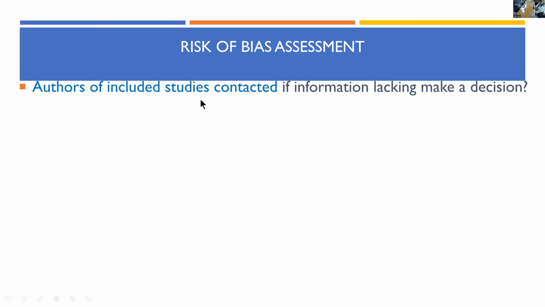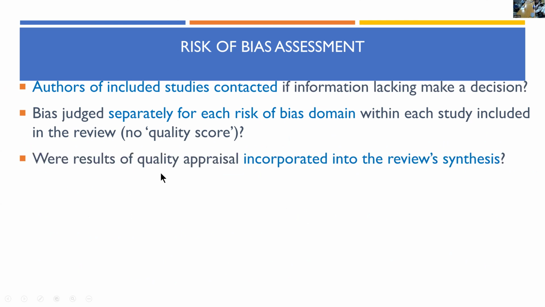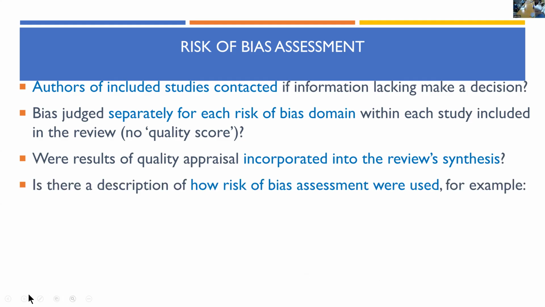Did the authors of the study contact the authors of the original paper if they didn't have enough information? And was it done separately for each domain? Did they incorporate the quality of the studies into the final assessment? If the study showed that this is a 10-year risk, but the studies were poor quality, then we take the results with a pinch of salt. Have they married the strength of the evidence with the quality of the evidence in the final study?